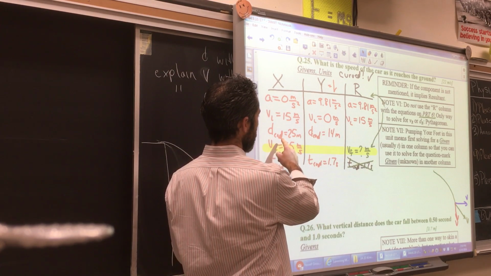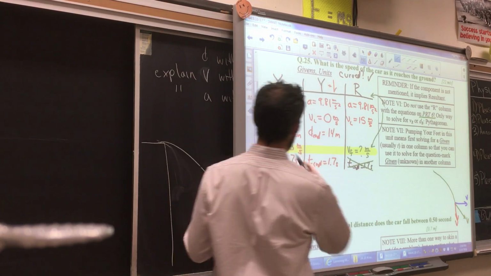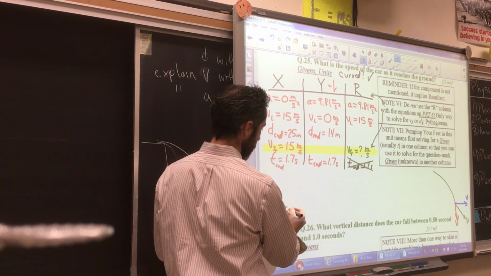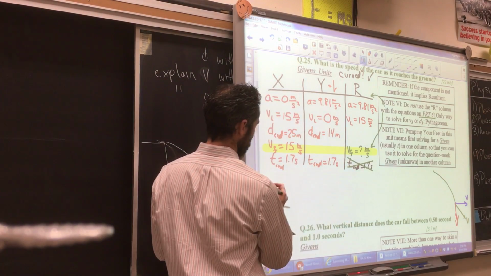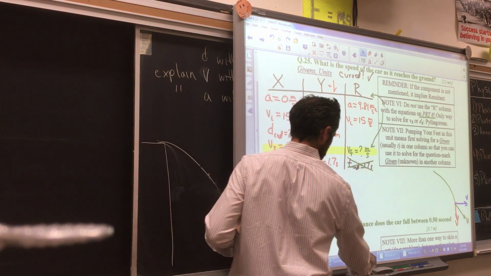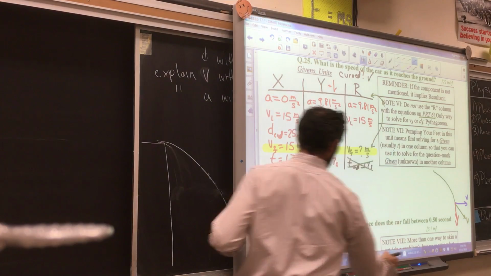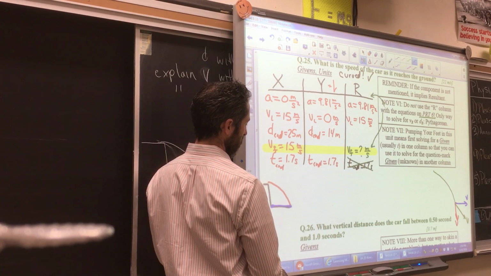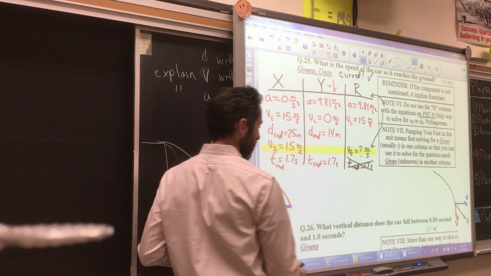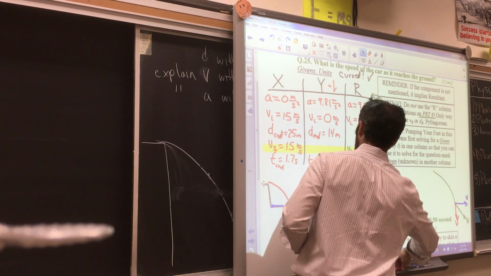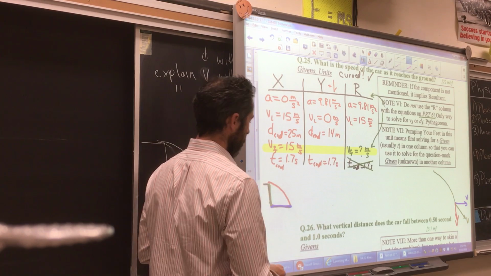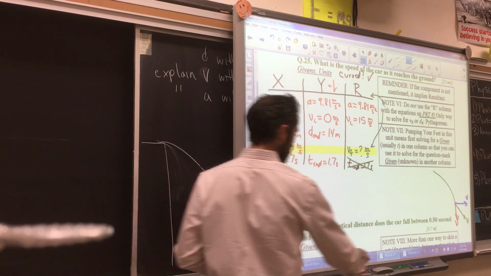For the displacement, if you sketch this out, here's the cliff. Here's the trajectory. The displacement in the x is from here to here. That's this. The displacement in the y is from here to here. That's this.